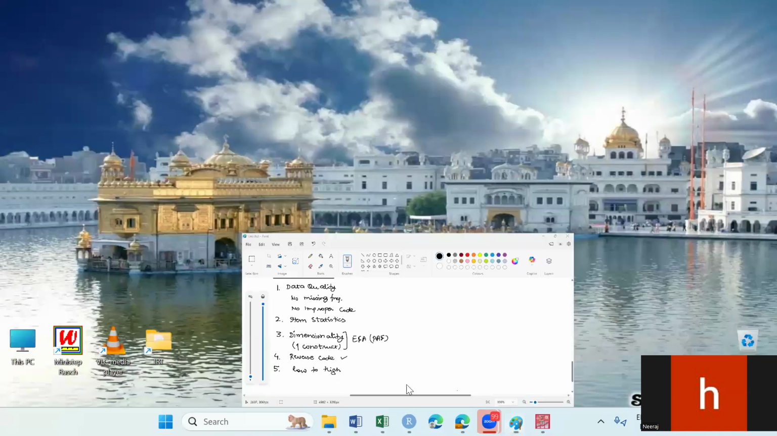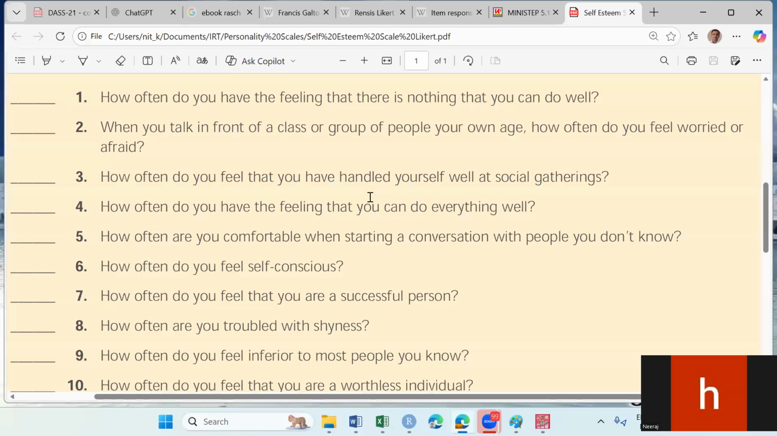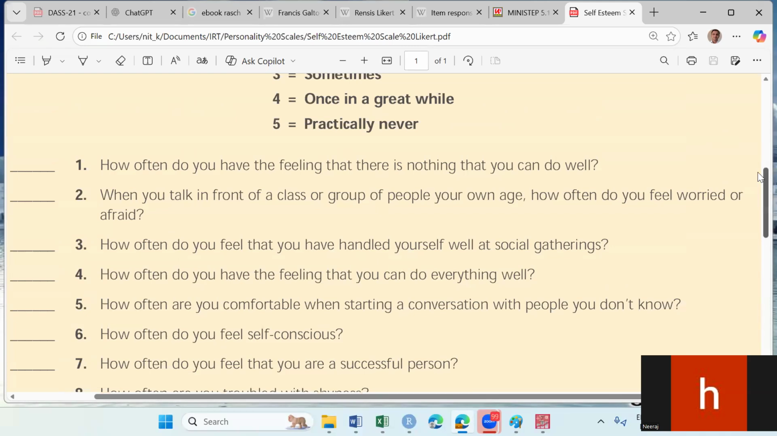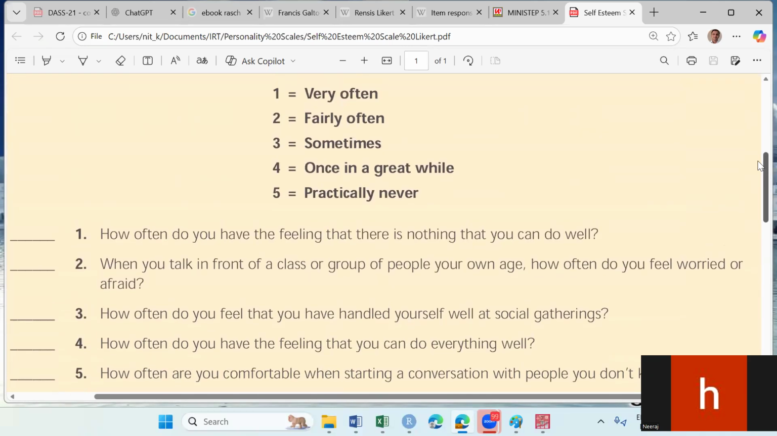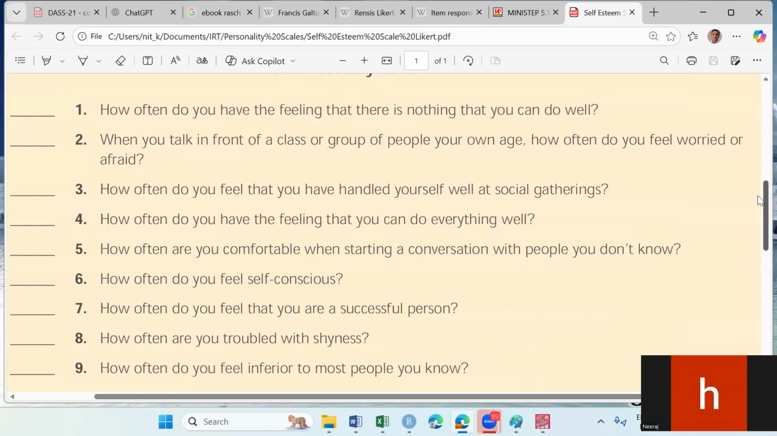It will be wrong. Just let me show you one point here, Pooja. How's your self-esteem? You have to answer on 5 points. One means very often, and 5 means practically never. Look at this: how often do you think there's nothing you can do well? I'm a person who says, well, I'm the perfect person. So I will say practically never. Pooja? Yeah, I will answer practically never. I'm the best.